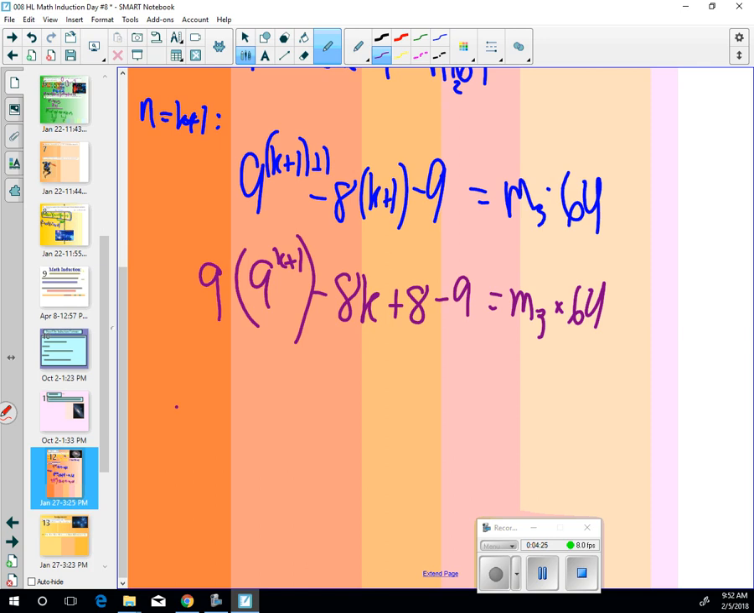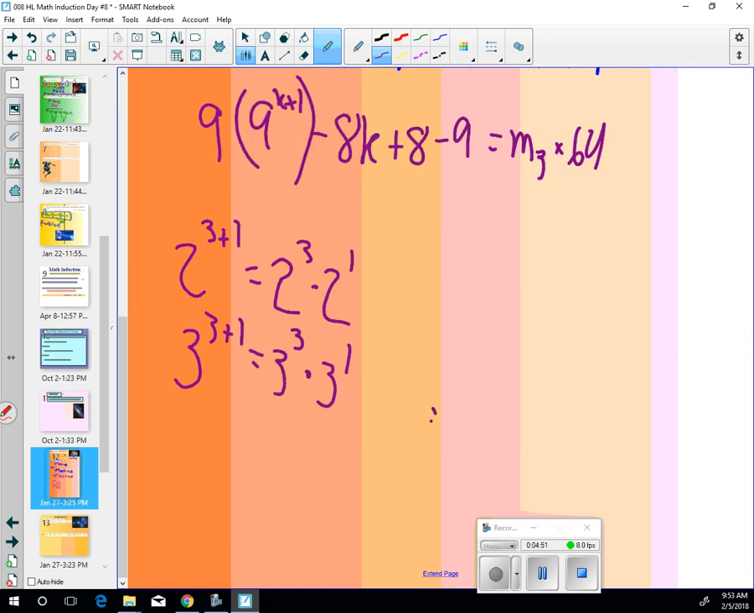I'll go through this again. 2 to the 3 plus 1. Is that 2 to the third times 2 to the first? So how many 2 to the thirds do I have? 2 of them. How about 3 to the 3 plus 1? That's 3 to the third times 3 to the 1. So then 3 to the third times 3. So this is going to be how many 3 to the thirds?